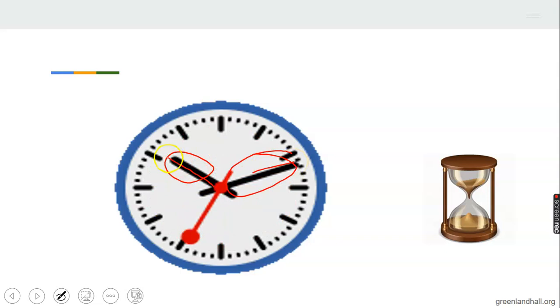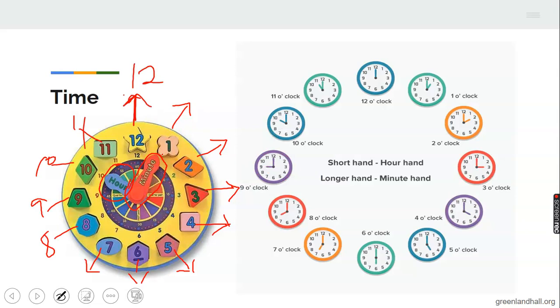If you look at the picture I showed you first of all, you see that this long one, in red, is the minute hand. It does not mean that they're always in red. Just take note: the long one is for the minute, while the short one is for the hour. We are going to see what the two of them do as we go on.